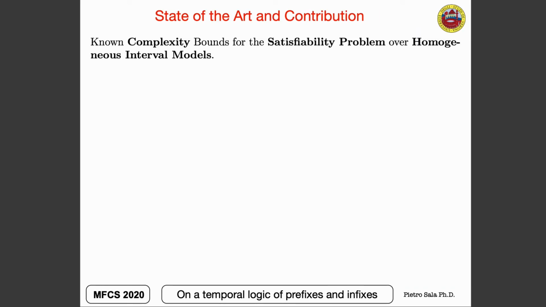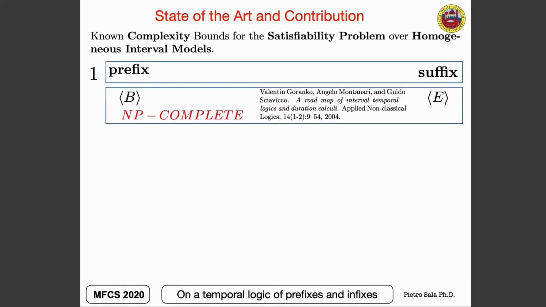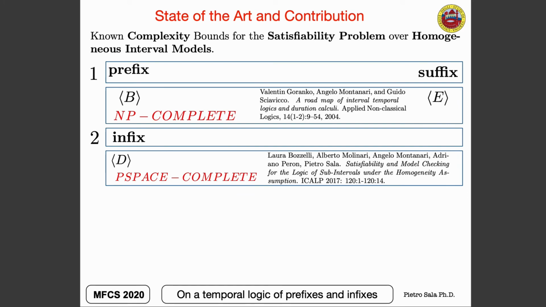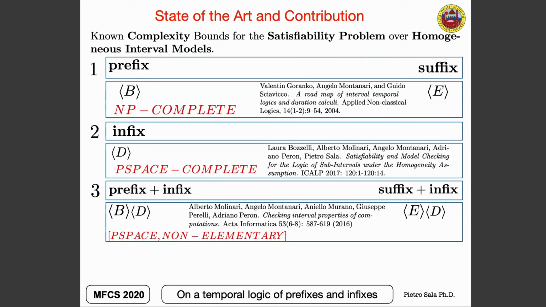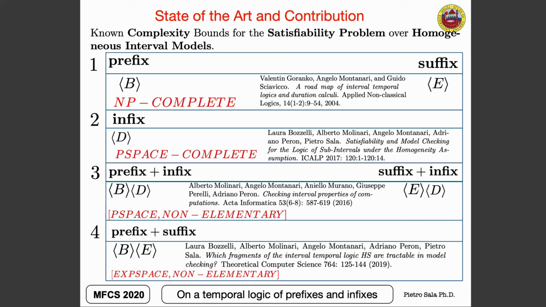The state of the art with respect to complexity on homogeneous interval models is that the prefix and the suffix considered alone are NP-complete, which doesn't change with respect to the general case. The infix is PSPACE-complete, so it's elementary. Until now, for the combination of prefix and infix, as well as suffix and infix, the bounds on the complexity are between PSPACE, which comes from D, and non-elementary, which comes from chop.